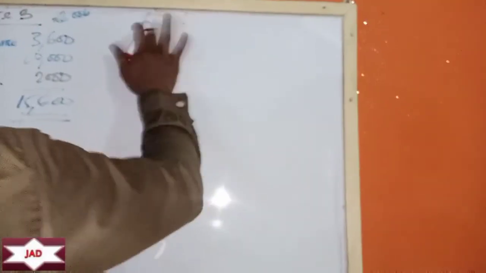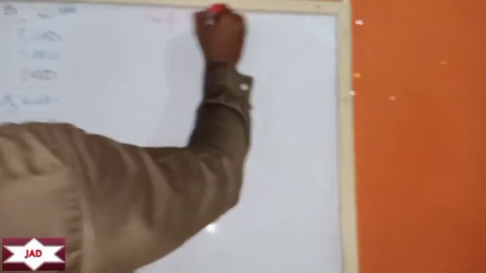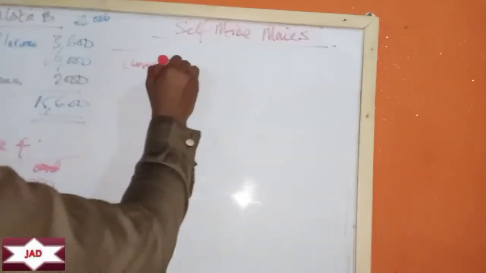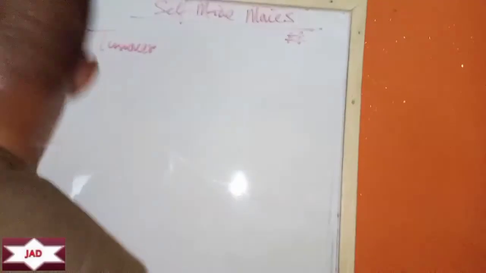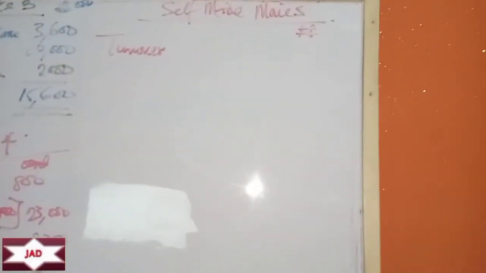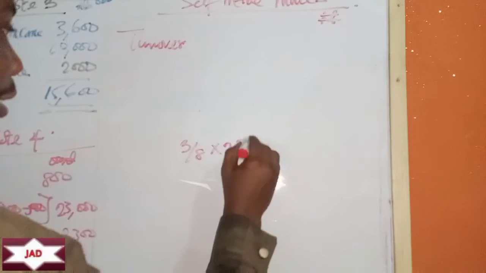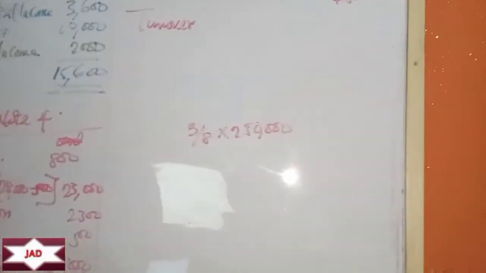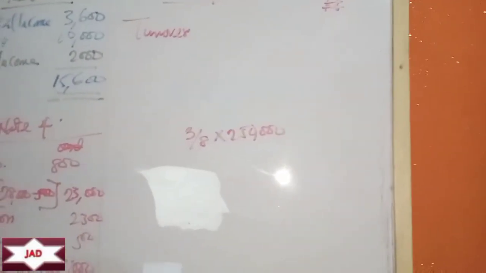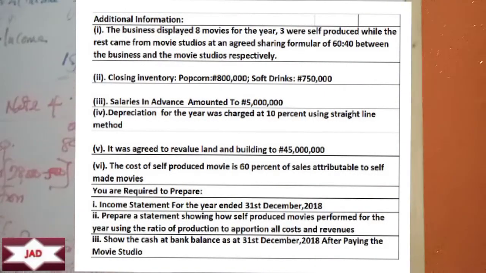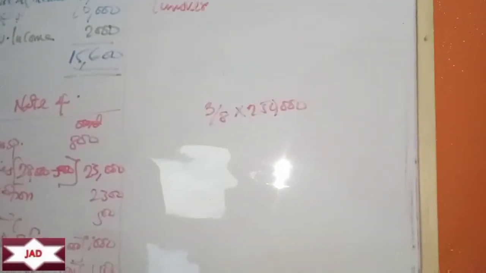So we have self-made movies. What is the turnover for self-made movies? I guess we already know that, don't we? Remember, that's 3/8 times 250,000, right? If you remember, they said they did 8 movies. 3 is self-made, 5 is studio. So we have 3/8 times 250,000. So we have what?